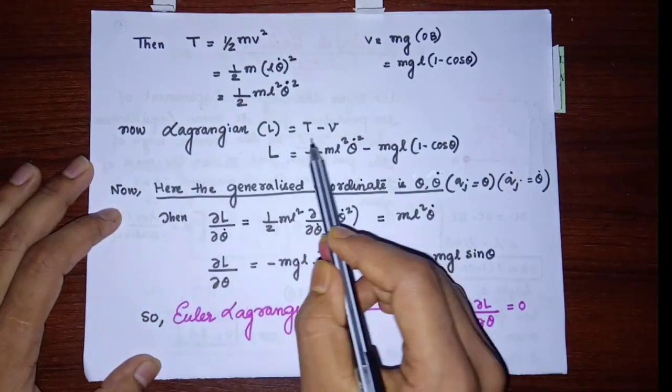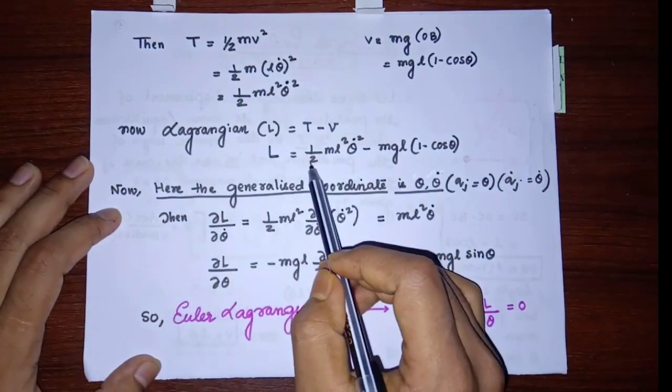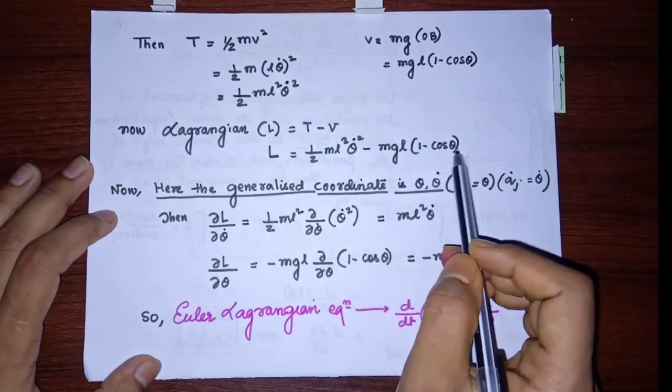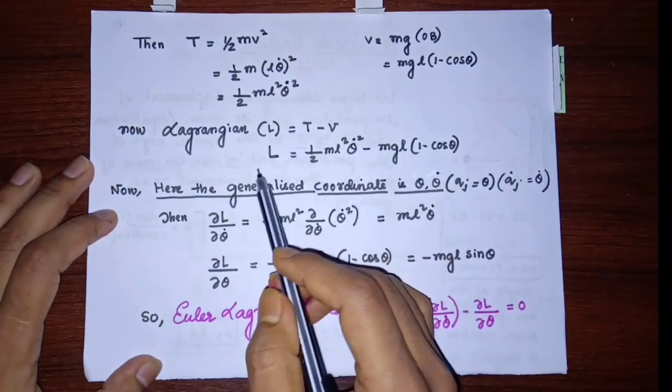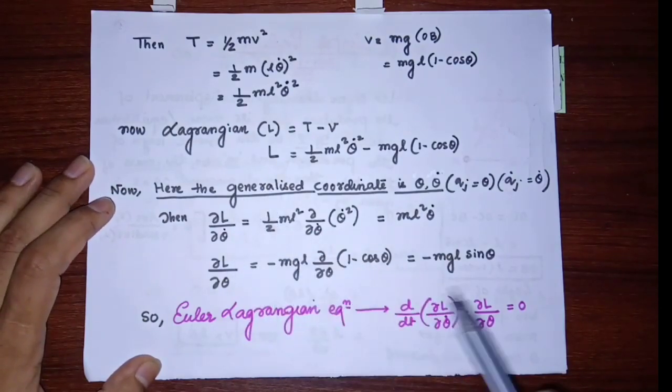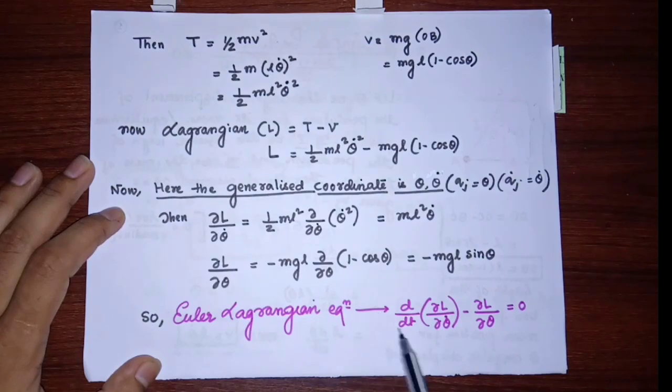Now the Lagrangian will be given by T minus V. So it is half m L squared theta dot squared minus mgL into 1 minus cos theta. Now this is the Lagrangian.